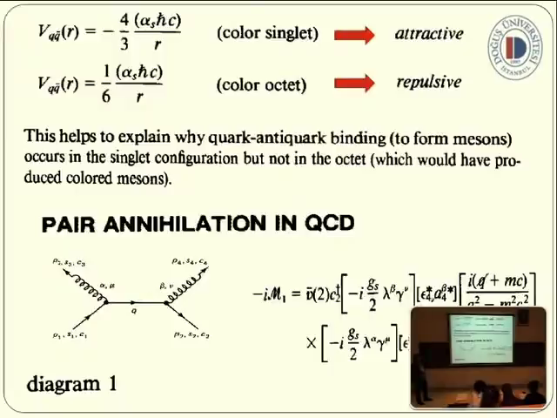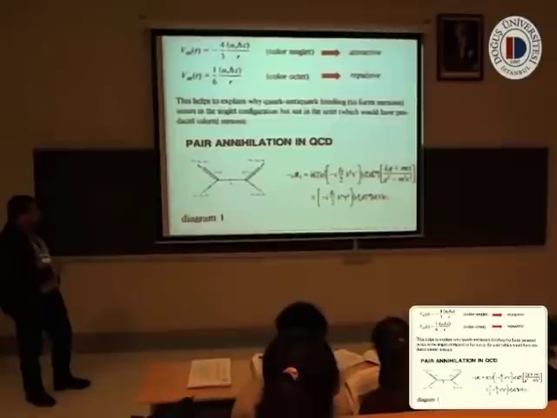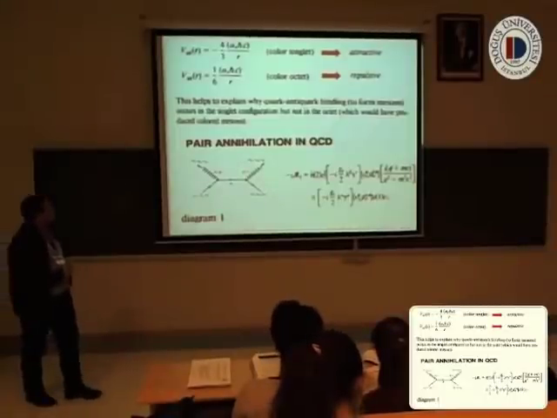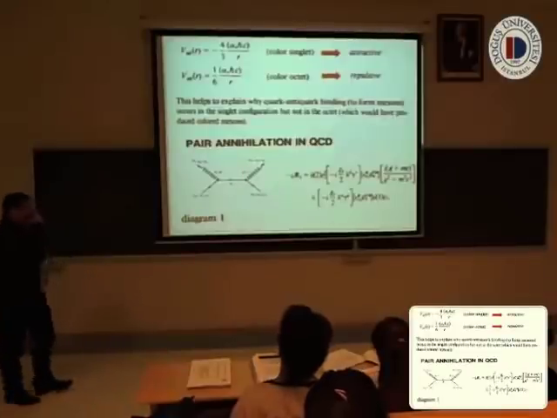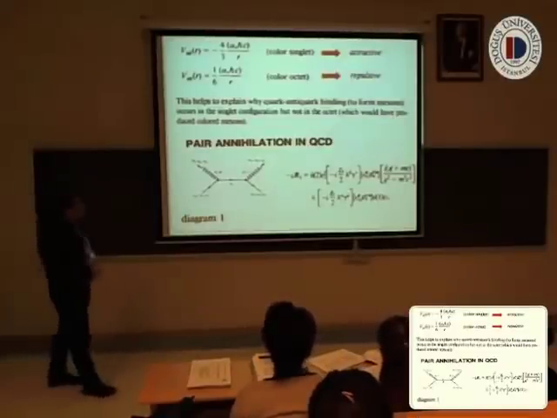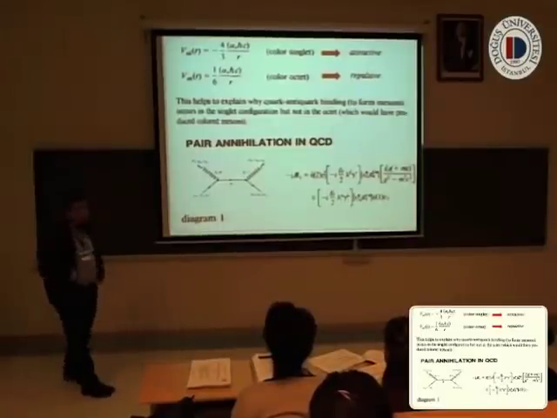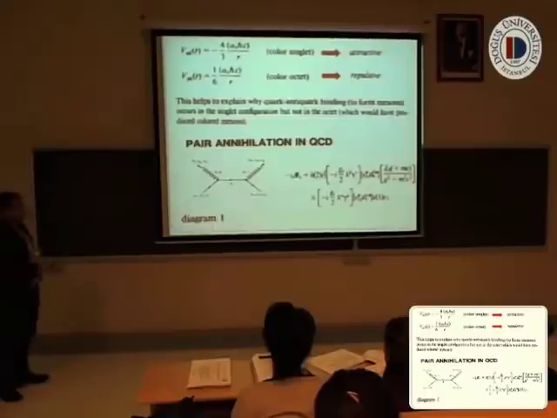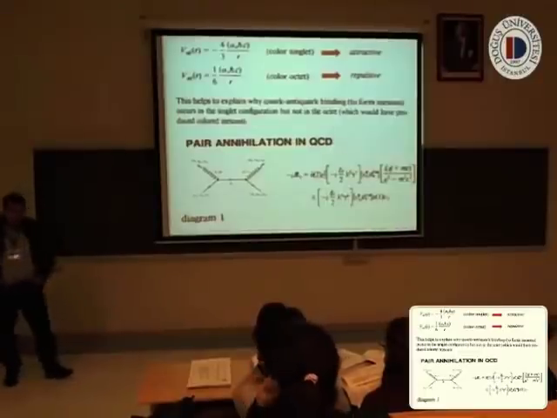And for color octet, we have a positive potential. We will get this expression, and this is the repulsive force. And from here, we can see how the quark and anti-quark form the mesons because of this minus sign.